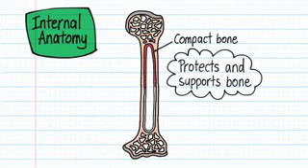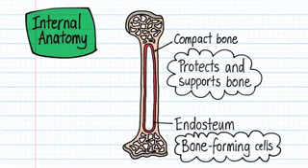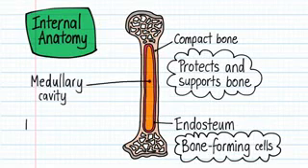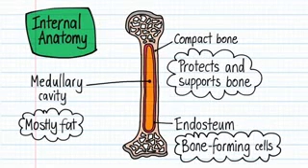Lining the inside of the compact bone is a thin membrane called the endosteum. It contains bone-forming cells as well as some connective tissue. The hollow cylindrical space in the middle of the diaphysis is called the medullary cavity. In an adult, this cavity is filled with yellow bone marrow, which is mostly made of fat cells.